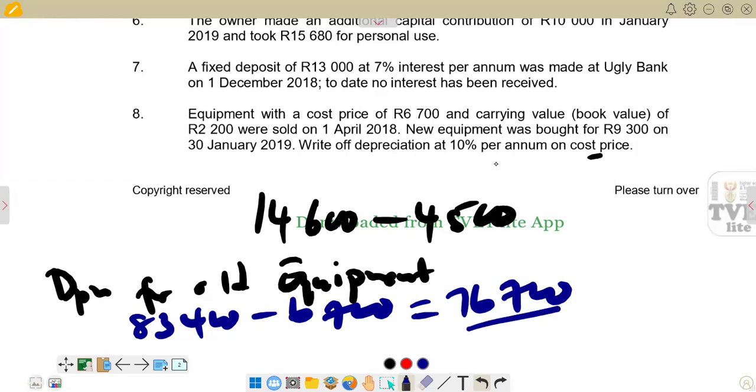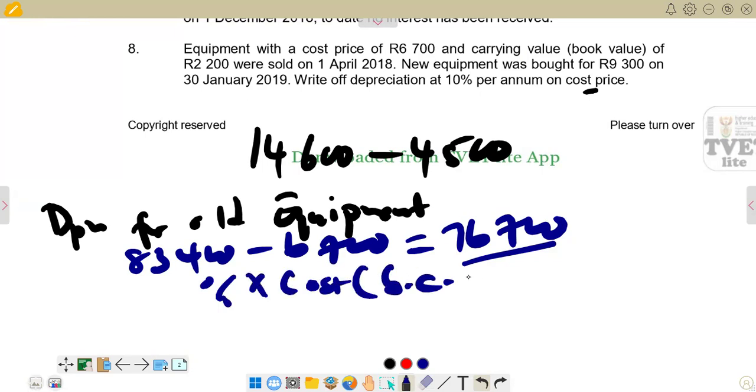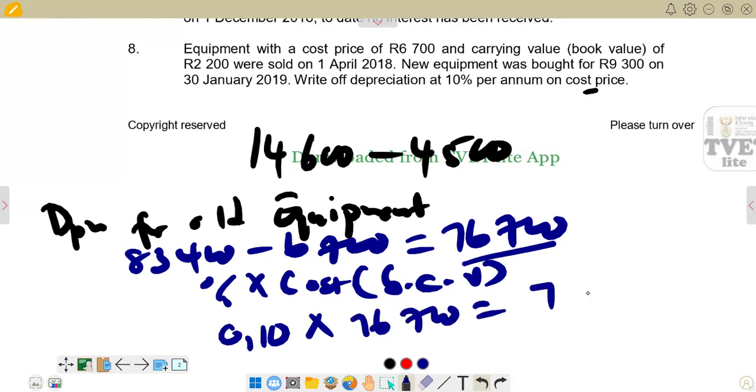So we are just going to say 10% of this one to get depreciation for those equipment that were there for the whole year. So we are saying our rate is 10% on cost. Remember, when we calculate depreciation using the cost method, that is on cost, which is the straight line method, we are going to say percentage times cost. And the cost is the gross carrying value. So we are saying 10%, which is 0.10 as a decimal. We multiply by 76,700, and you're going to get 7,670.